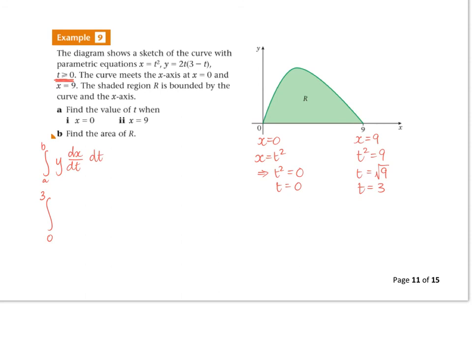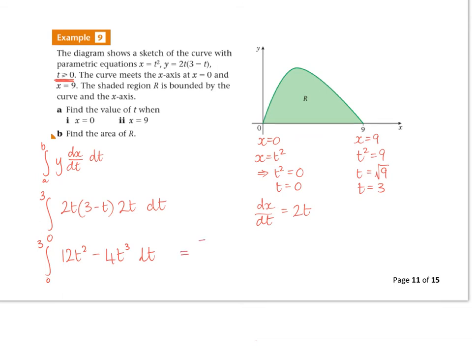And y we know as 2t times (3 minus t), and dx by dt is equal to 2t. So again, that's multiplied by 2t with respect to t. We have to tidy that up a little bit, and when we do that, it becomes 12t squared minus 4t cubed dt.